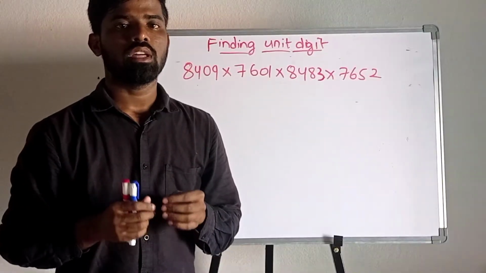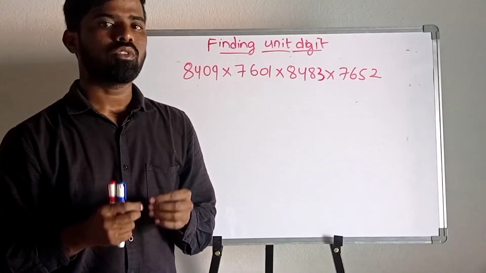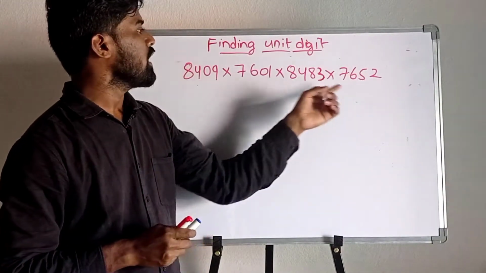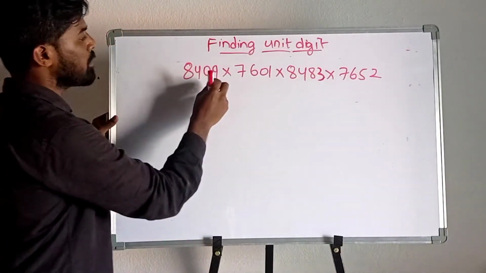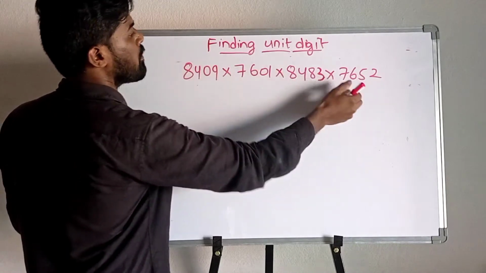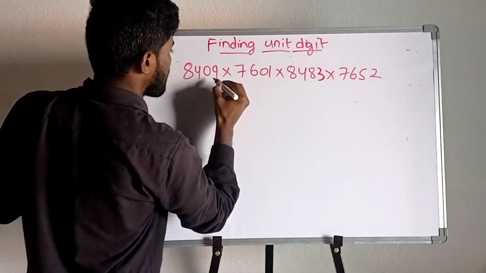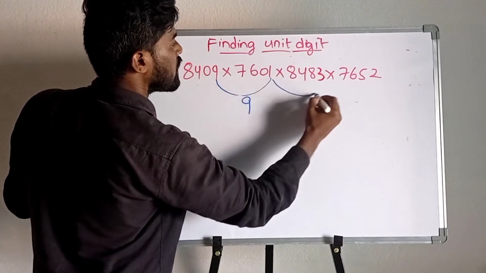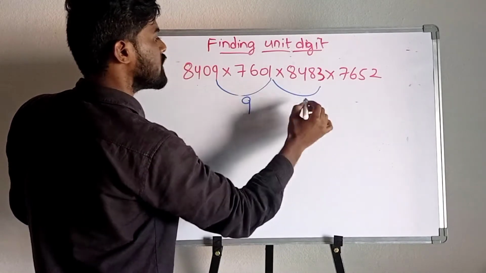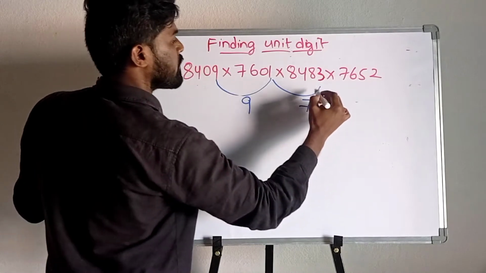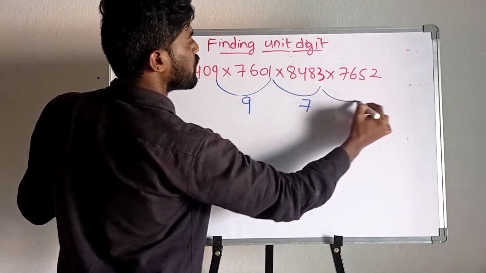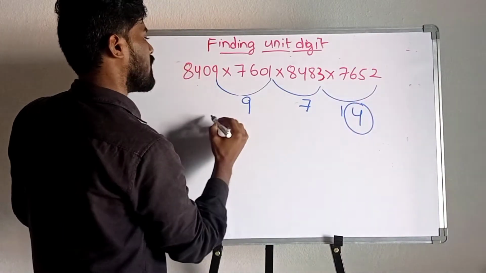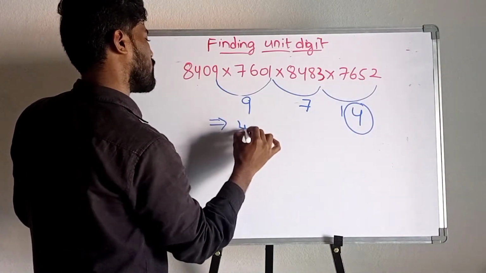Hello everyone, today the topic we are going to look at is how to find the unit digit. Suppose in this case, for finding the unit digit, we simply multiply the unit digit of each number. First 9 into 1, which will become 9, again 9 into 3, 27. The unit digit in 27 is 7. Again 7 multiplied by 2, 14. The unit digit in 14 is 4. That means our answer is 4.